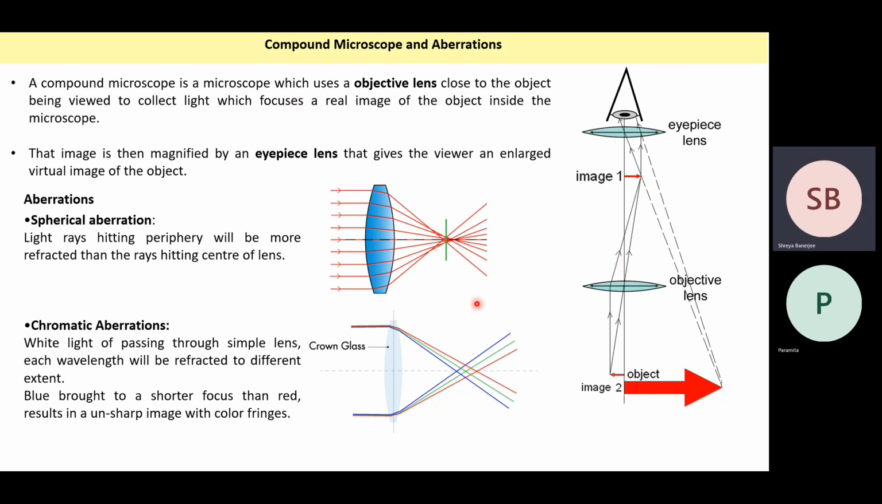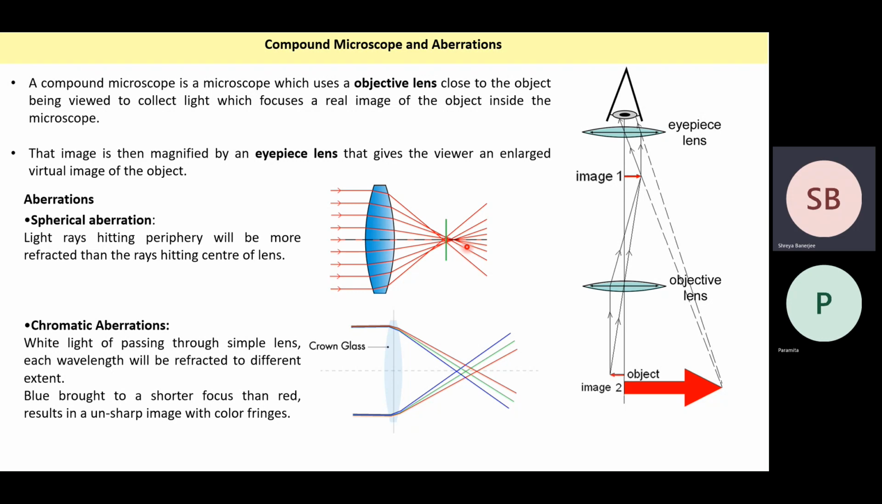Now, in microscopes, there are many different kinds of aberrations. One is the spherical aberration. This happens when the light rays hitting the periphery of the lens are more refracted than the light rays hitting the center. So this is a light ray hitting the center. It is almost undeviated. But as you move to the periphery of the lens, the light ray gets more and more bent. And that is why all the light rays are not meeting at a single focus point.